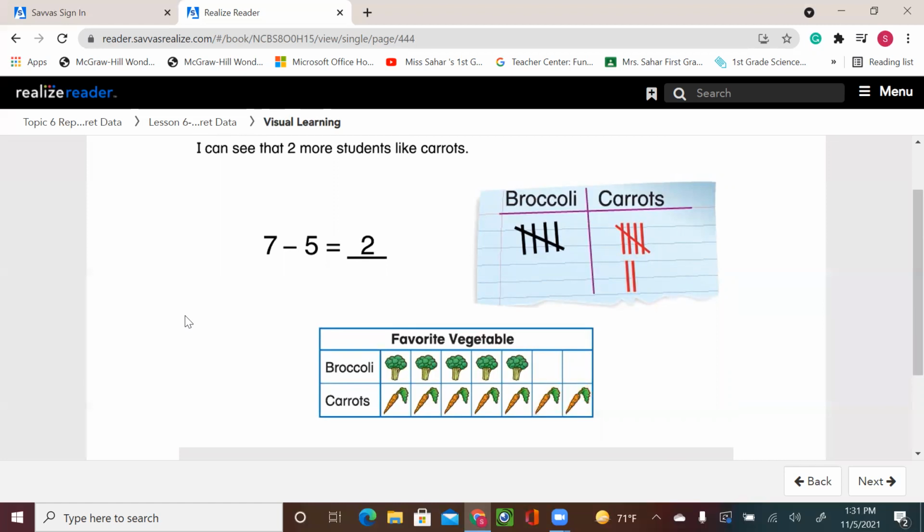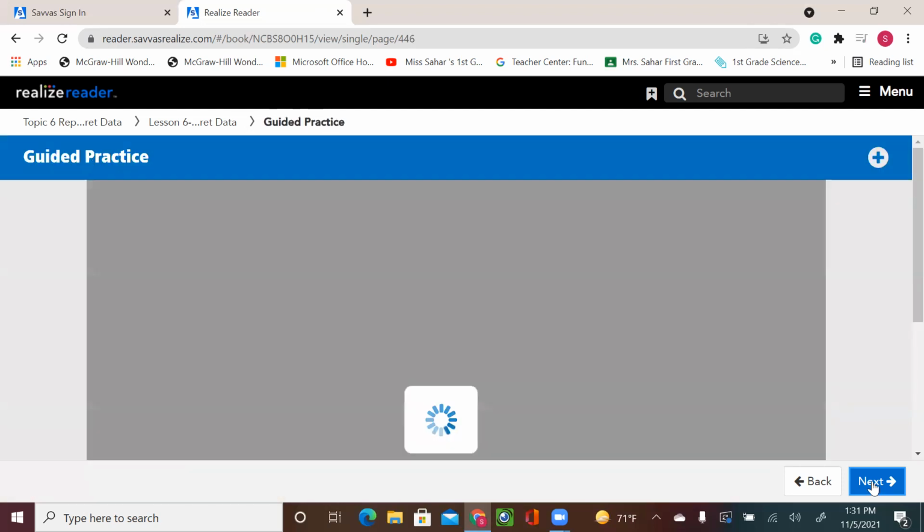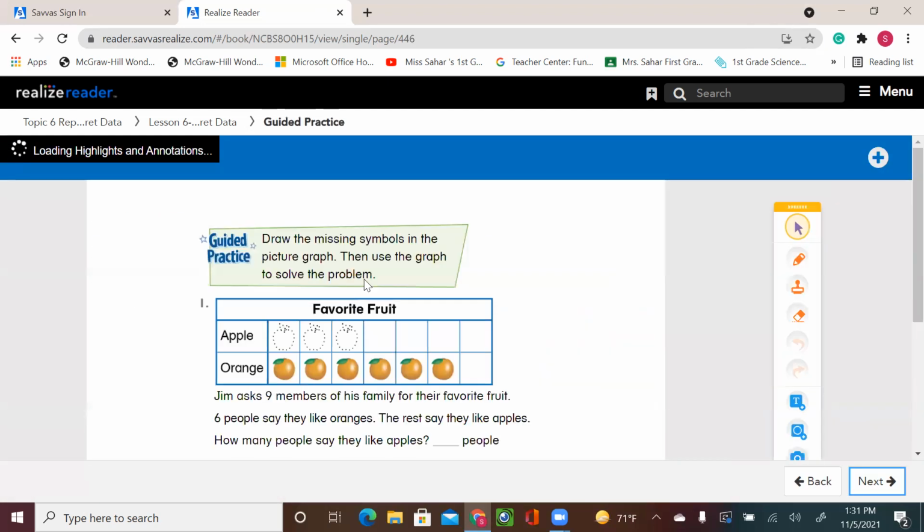All right, so using the picture graphs and the tally marks helps us put the data in pictures and helps us to do even the equation, so that I can easily see who has fewer or who has more. But let's go see our guided practice, page 266. Draw the missing symbol in the picture graph, then use the graph to solve the problem. All right, let's see what we have.